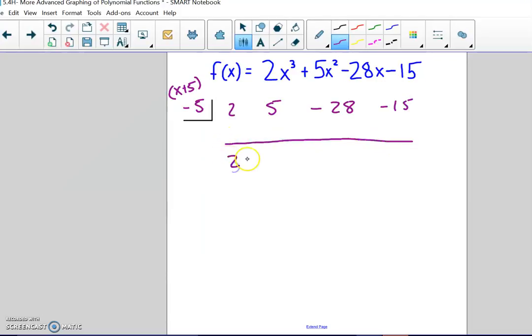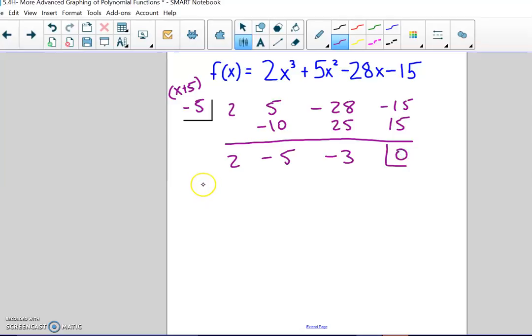So I'm going to drop the 2 down, multiply, I get negative 10, add these together, I get negative 5, multiply, I get 25, add negative 3, and multiply again, I get 15. And just as we said, because x plus 5 must be a factor of this function, you get a remainder of 0 when we're done.